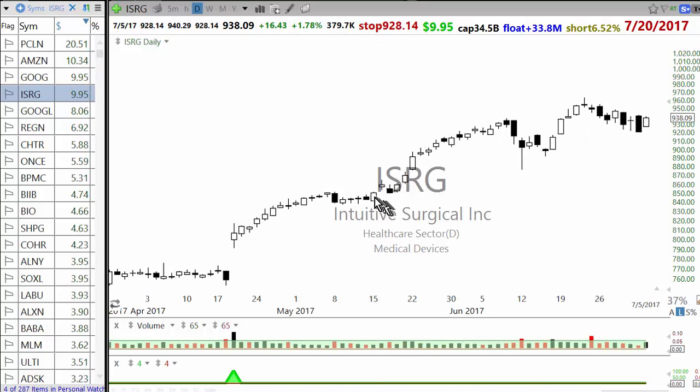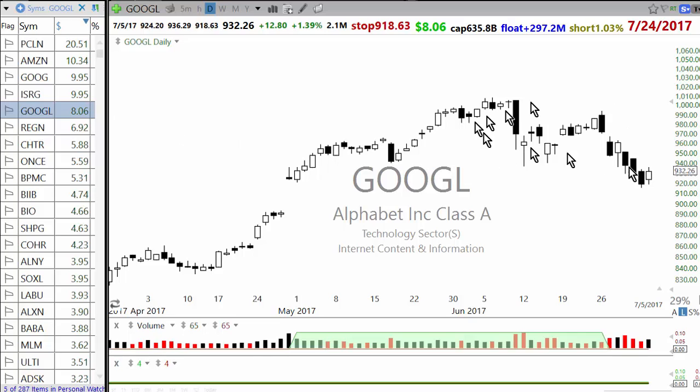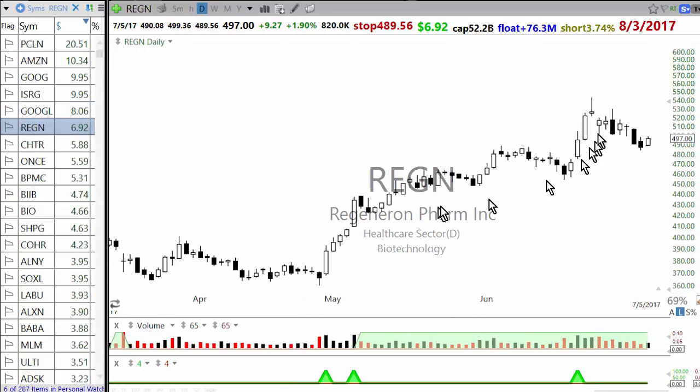The kind of setup I will look for is something like this, where you have a first leg which is very linear, then a very orderly sideways move, and then there is a breakout, and the stock closes near the high. That's the kind of setup we are looking for. So obviously this again doesn't meet that condition. Google doesn't meet it. Regeneron again doesn't really, and it was a better setup earlier.